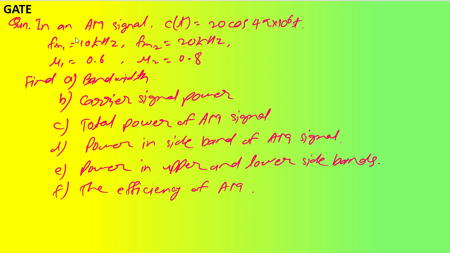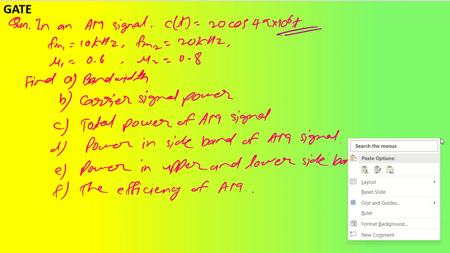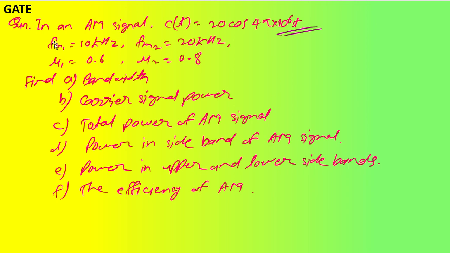So the question is, in an AM signal we have carrier signal as 20 cos 4 pi into 10 to power 6 t. So carrier signal is given, and we have two message signals. I have written the question in notation form. The first message signal frequency is 10 kilohertz and another message signal frequency is 20 kilohertz.